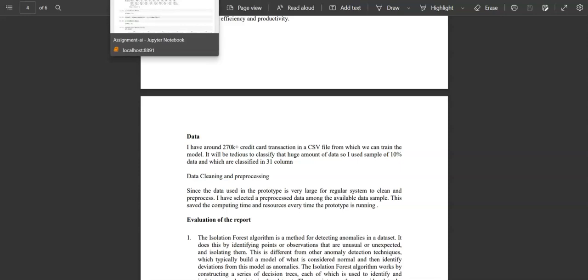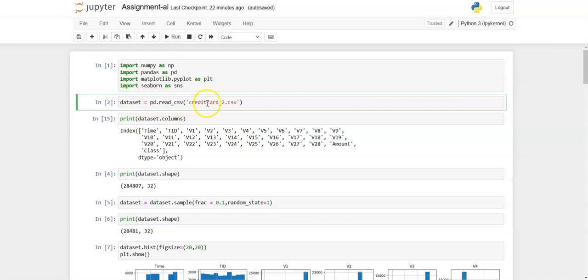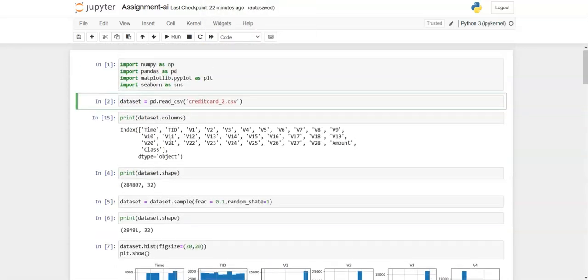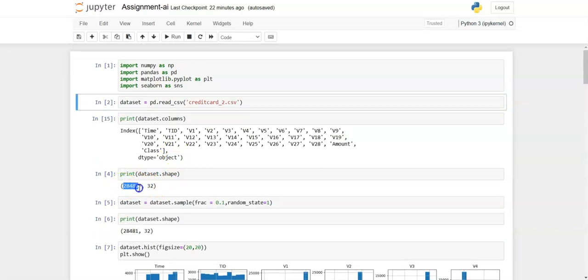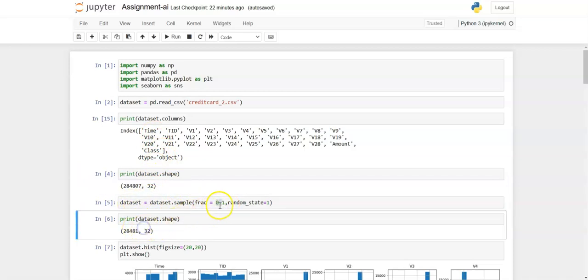Now let's check the code. Here I have imported all the important libraries that we need: NumPy, Pandas, Seaborn. Then I imported my dataset, which is in CSV format. The dataset was too huge, around 284,807 records, and it was a very tedious process to run all of it, so I just used 10% with a random state to fetch the data.